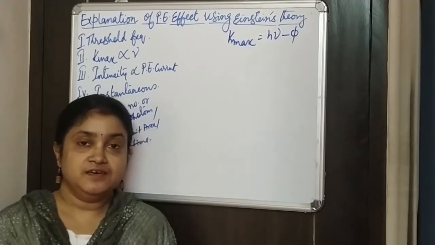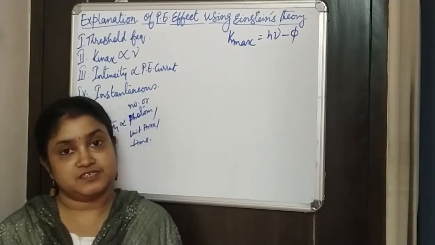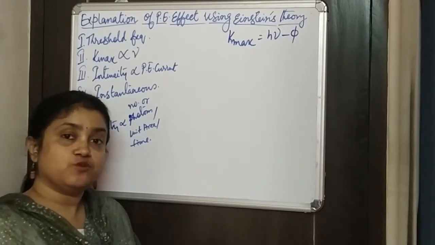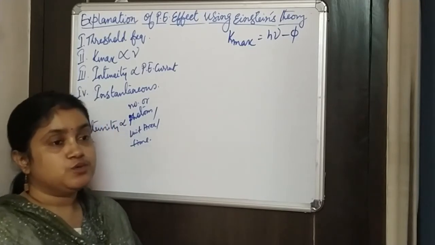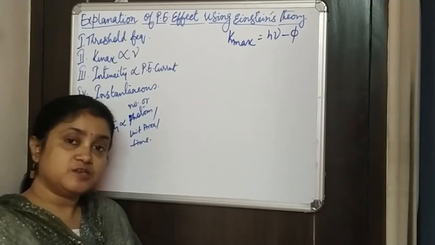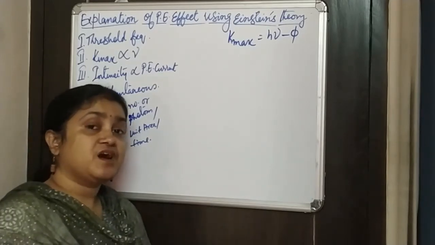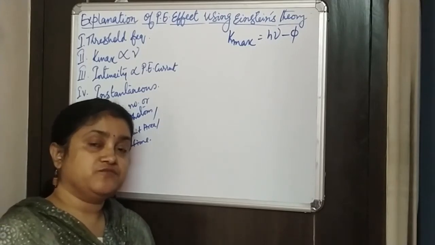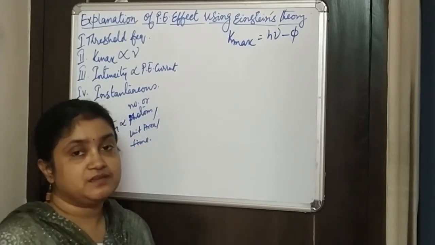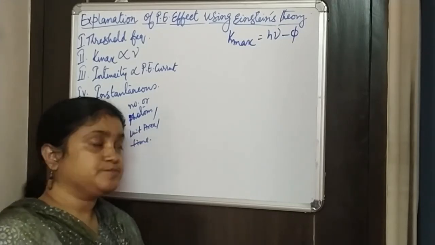We are going to see the various explanations of the photoelectric effect using Einstein's theory of photoelectric effect. We have already seen what Einstein's theory is, and we have also read the equation. Previously we also studied what the photoelectric effect is, and the observations we see in it. Now, after knowing Einstein's theory, let's see how this theory is able to explain various observations and conclusions of the photoelectric effect.